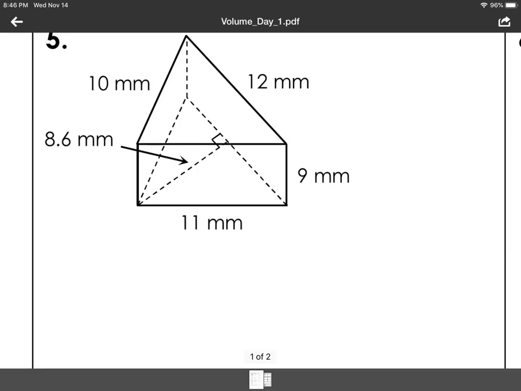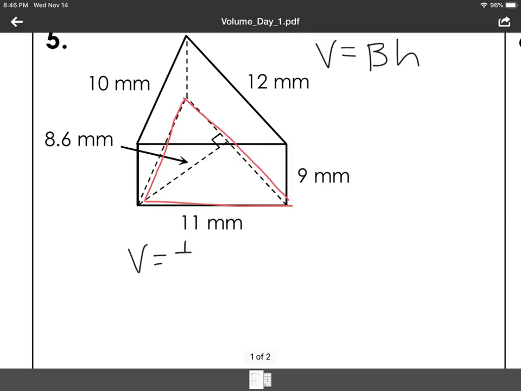Now let's look at a second figure. So the second figure, which is number 5 on your practice tonight, is a triangular prism. So we're going to do that same type of idea. So remember, it's going to be the area of our base times our height. So I'm going to go ahead and I'm going to outline our base, right, which is a triangle.